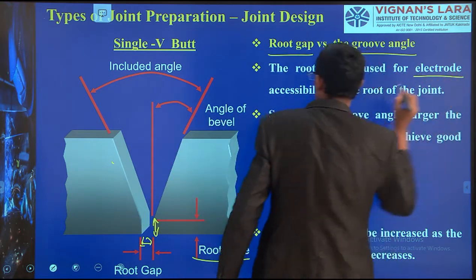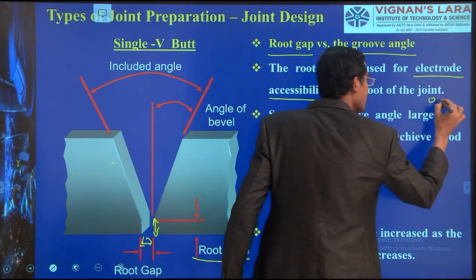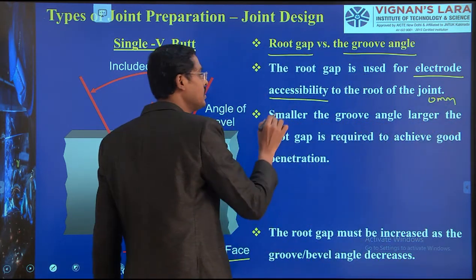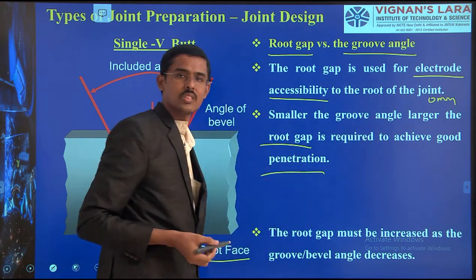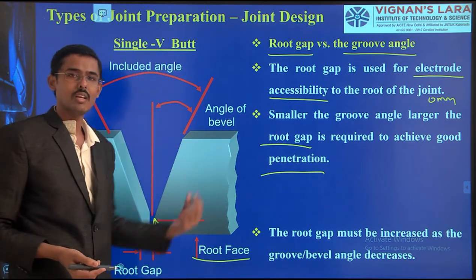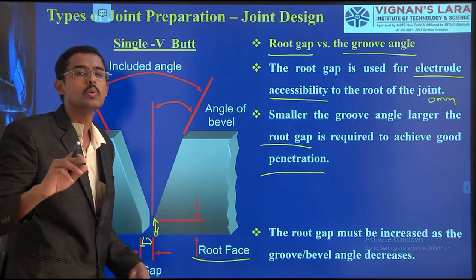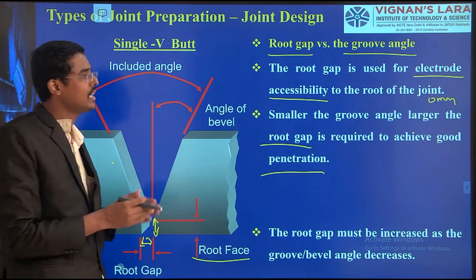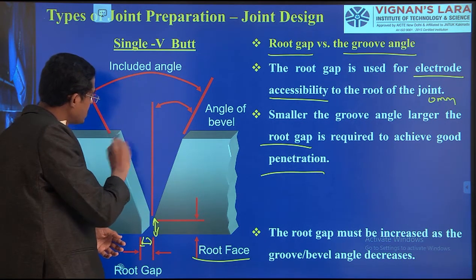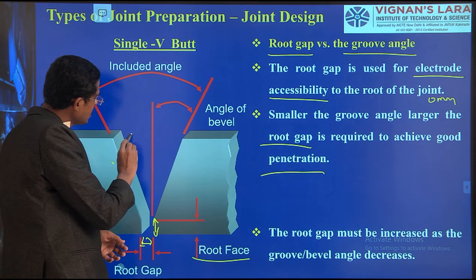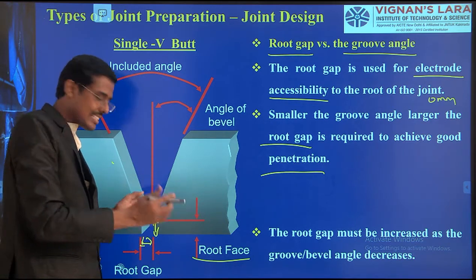They have given electrode accessibility to the root of the joint. Smaller the groove angle, larger the root gap required to achieve good penetration. If the groove angle is very small, we should have a large root gap. In such a way, the electrode will go up to the bottom, and then you will be able to weld. If instead of 30 degrees you give 25, what happens? It will not go inside. Therefore, we should give a larger root gap. Here we are extending.